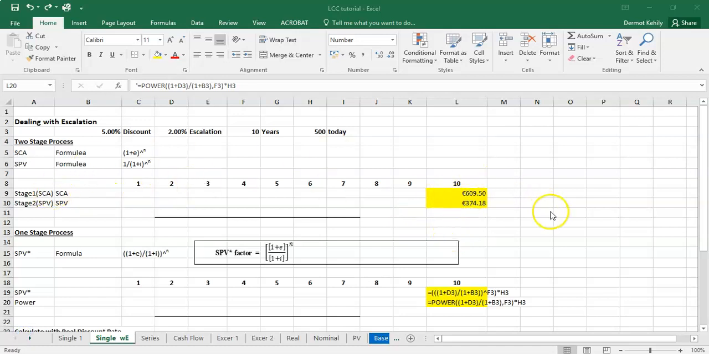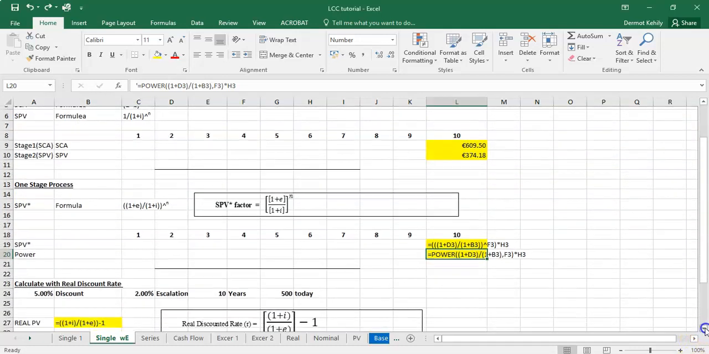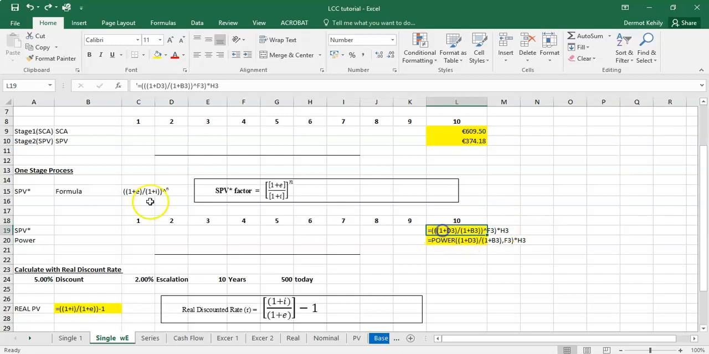That is kind of a two-stage process, and you might want to do that because you might want to represent those costs in both escalated cost and discounted cost. This is a one-stage process that is below it, so I'm just going to go down a little bit. Here we have a couple of calculations. I'm going to show you two ways of doing this one-stage process. It's essentially this single present value factor that encompasses both the escalation and the discount in the one calculation.